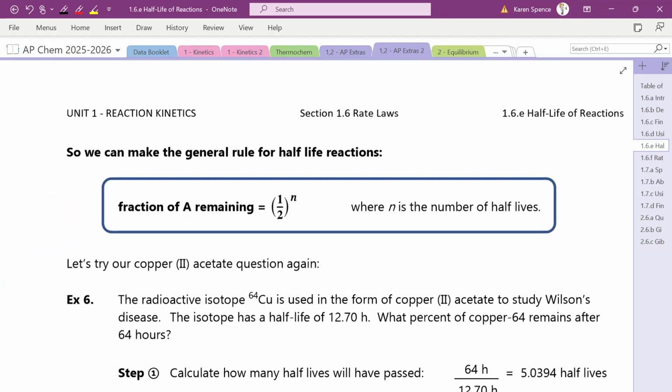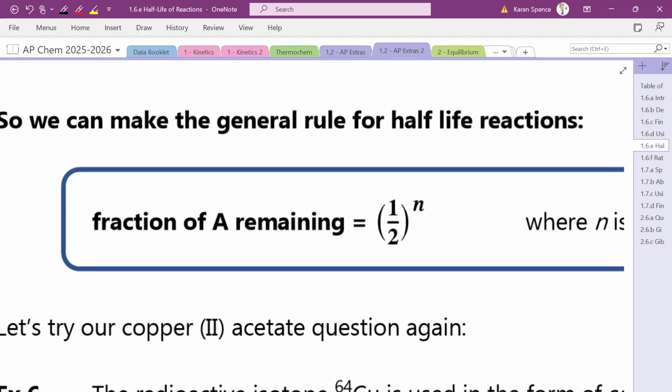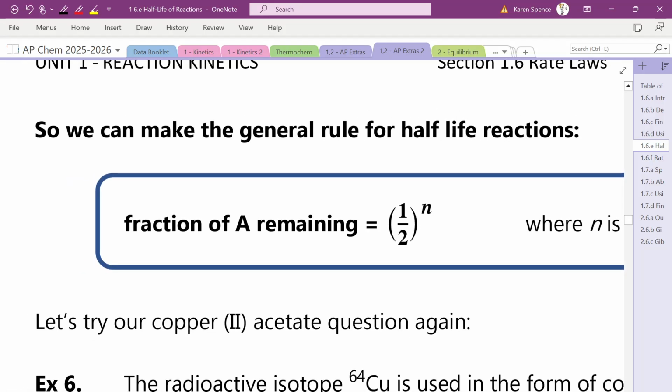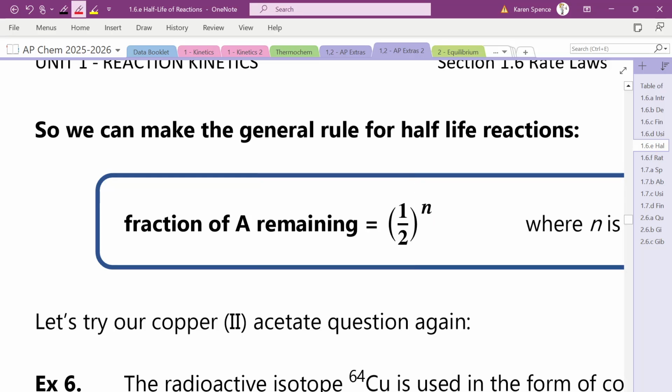All right, what else have we got? Oh, we can make a general rule for half-life reactions. I never remember this, so you can learn it, not learn it, whatever. The fraction of A remaining is 1/2 to the power of n. If you want to use this, you'll have to either understand it well enough that you can derive it on your own or remember it.